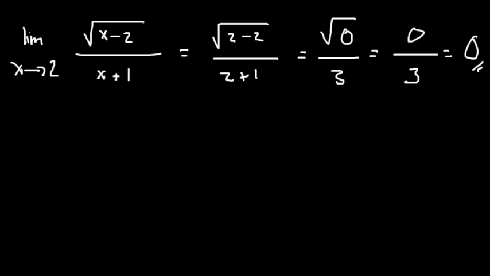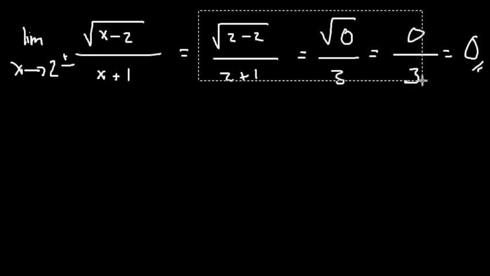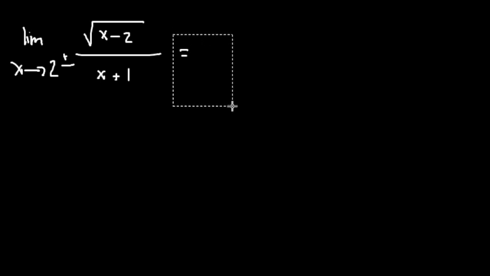Now, if we try to find the left and right hand limits of this function, let us try to find the right hand limit of the function. Right hand limits are denoted as 2 plus. We will expound on the concept of left and right hand limits in a different video. However, now, let us try to find it.